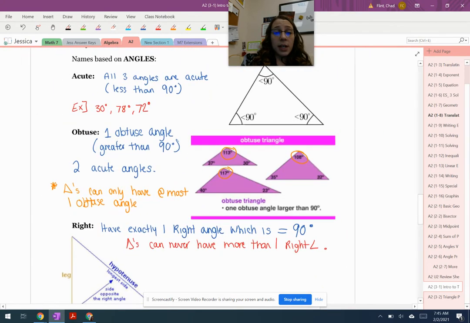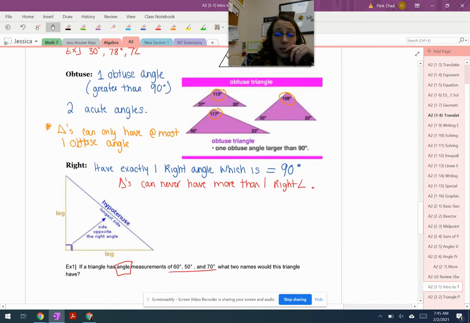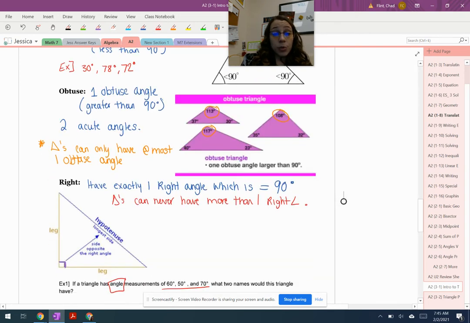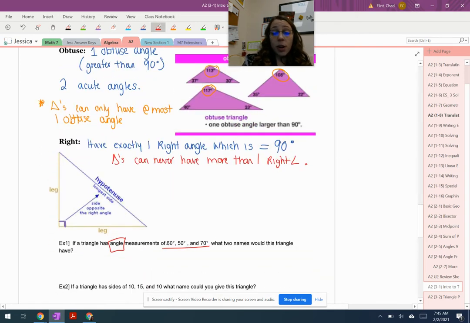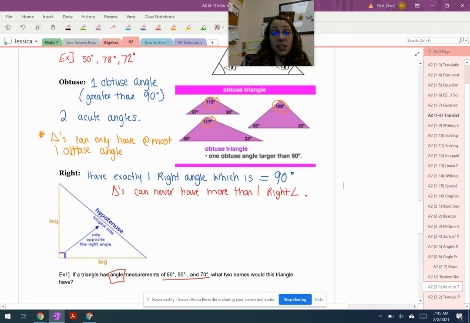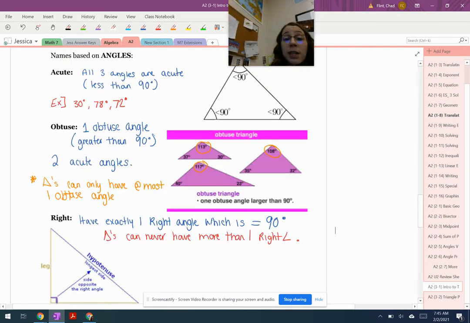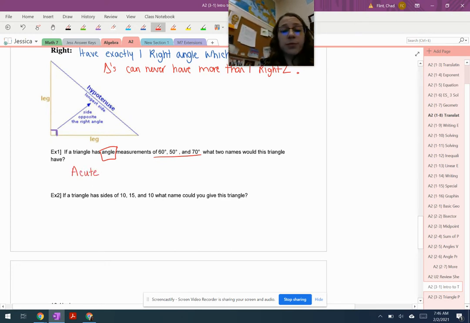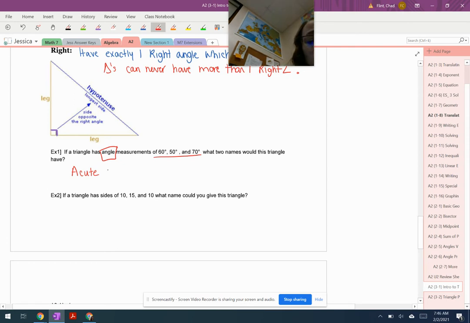So names based on angles. Is this a right angle? Does it have a 90 degrees? It does not. None of those are 90. Is this obtuse? Is there one that's greater than 90? No. 60, 50, 70, all less than 90, meaning that it has to be an acute. So acute. And again, you're just going to explain acute because all angles are less than 90 degrees.